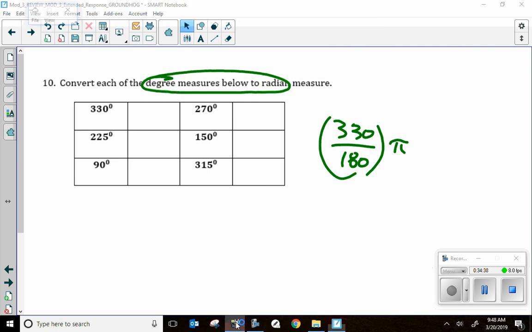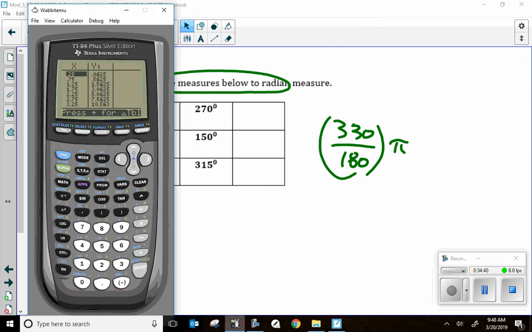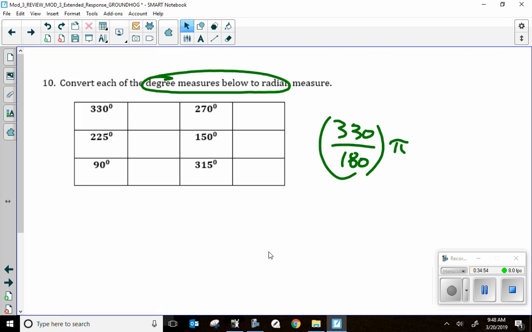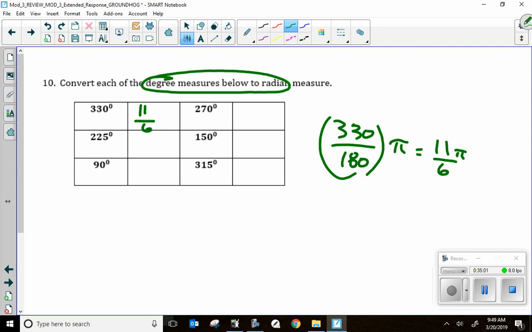In case you didn't know, your calculator will reduce anything for you. So if I take 330 divided by 180, if I hit math, enter, enter, that's 11 over 6. So this was 11 over 6, slap a pi on it. 11/6 pi. Some ones we should know, some basic ones. 270 is 3 pi over 2, and 90 is pi over 2.